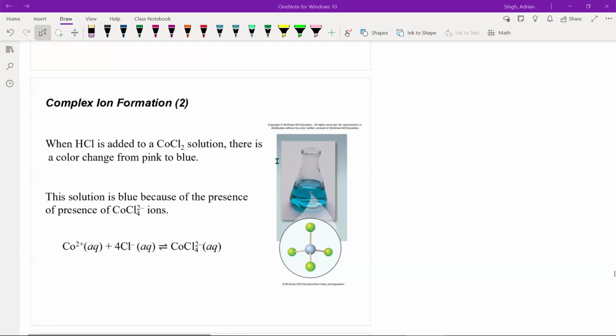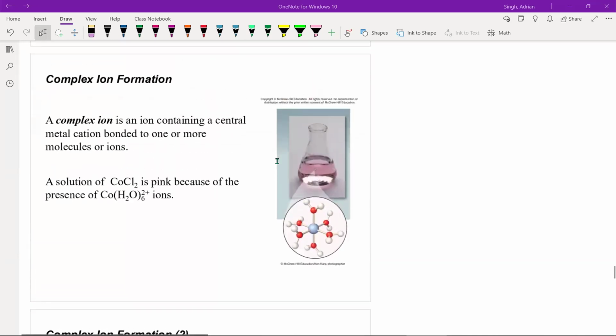Okay, so the third thing that can affect solubility is something called complex ion formation. And first of all, we need to know what a complex ion is. A complex ion is simply an ion containing a central metal cation, let's say X with a positive charge, positive 1, 2, 3, 4, 5, whatever, that is bonded to one or more molecules or ions. So you have your central thing, and then molecules or ions that are connected to it.